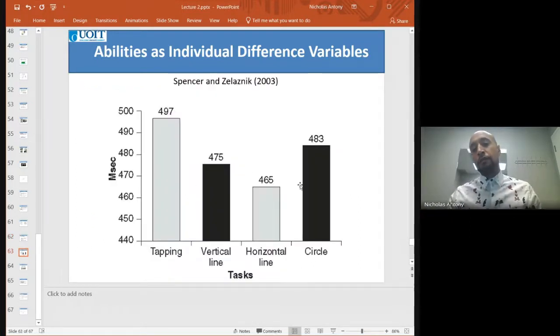Here's an example of timing. If someone has good internal timing, then they should be able to, in this study, the person had to tap to a metronome, draw a vertical line to the metronome, draw a horizontal line to the metronome, and then draw a circle to the metronome. And so you would think that if someone had an ability, they would all be the same, and they looked at differences in the same individual. It showed that things aren't correlated very well.